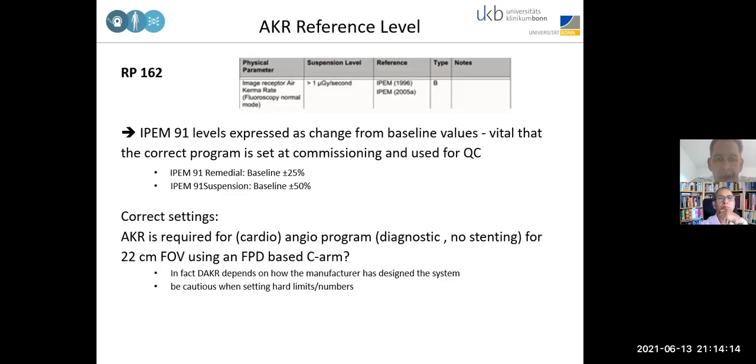I will answer the question about the combination of frame rates per second and field of view selected, good quality images, reducing patient dose. Yeah, please let me come to this question at the end of the talk again.